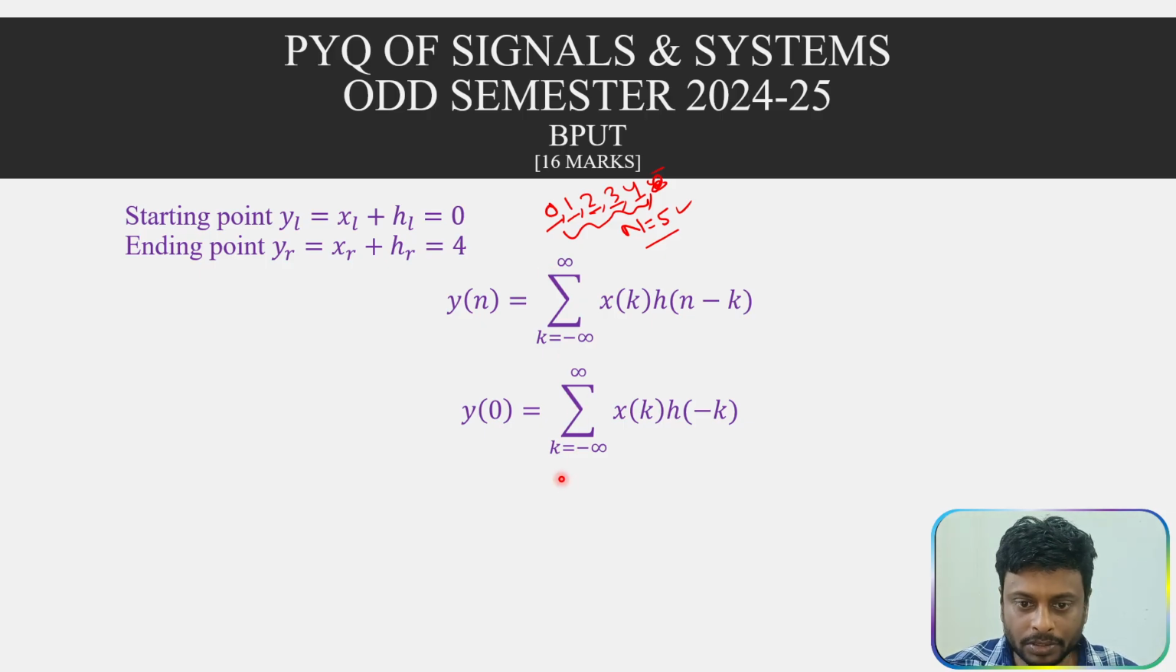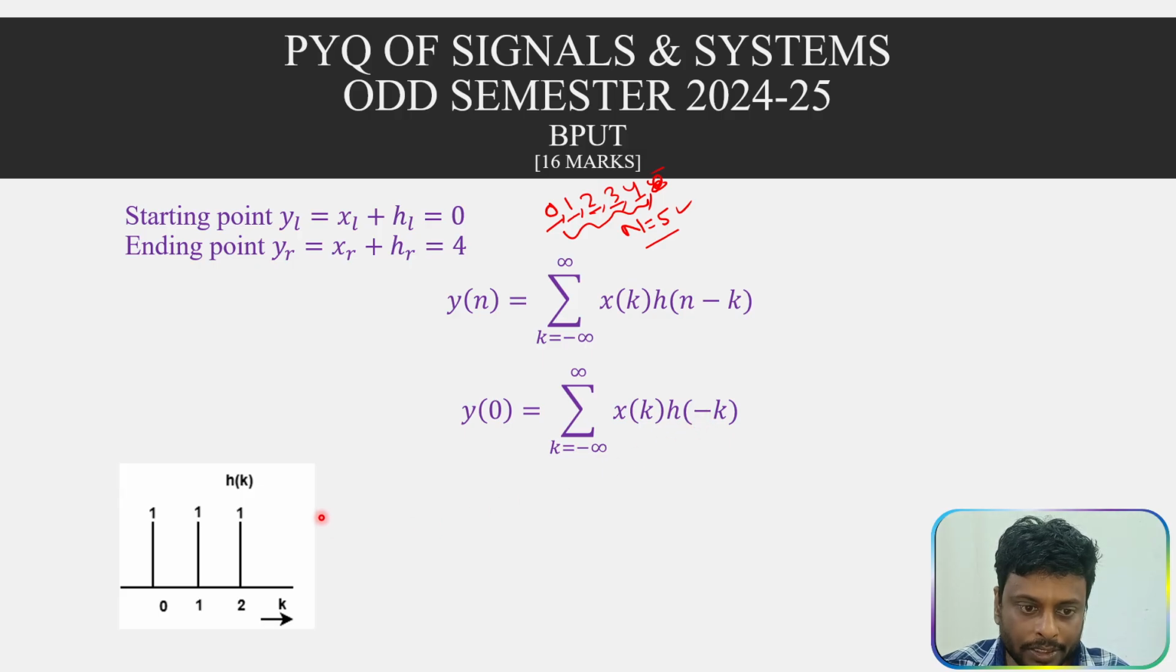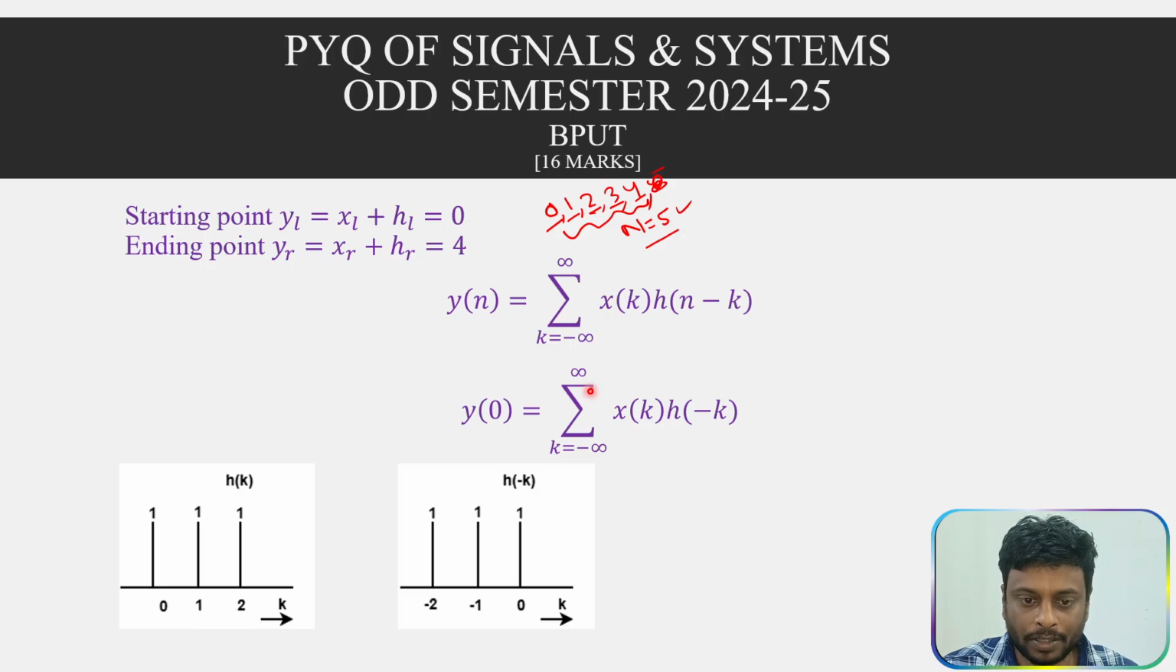So for n equal to 0, we put n equal to 0, so it will be h of minus k. Okay. So this is the reversal, or folding. So this is h of k. Let us find out h of minus k. It is the folded, or reversed, version of this about the origin. So it will be 0, then this 1 comes over here, and this 1 comes over here. So it will be 0, minus 1, and minus 2. Okay. So this is our h of minus k.